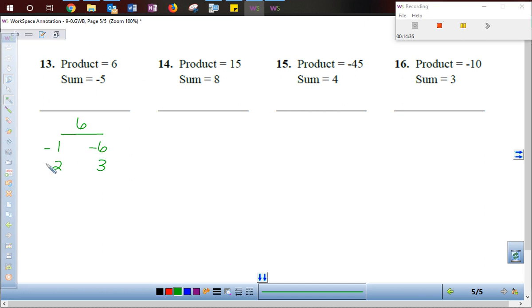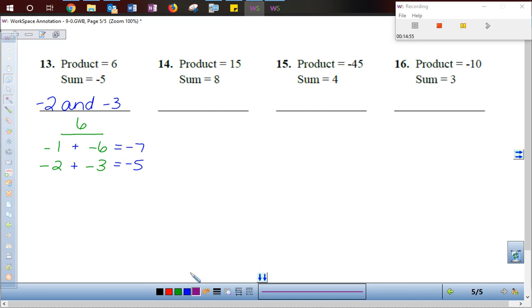So let's make these guys negative. If I take negative 1 and add it to negative 6, I'm going to get a result of negative 7. And negative 2 to negative 3, I'm going to get a result of negative 5. So my answers are negative 2 and negative 3.